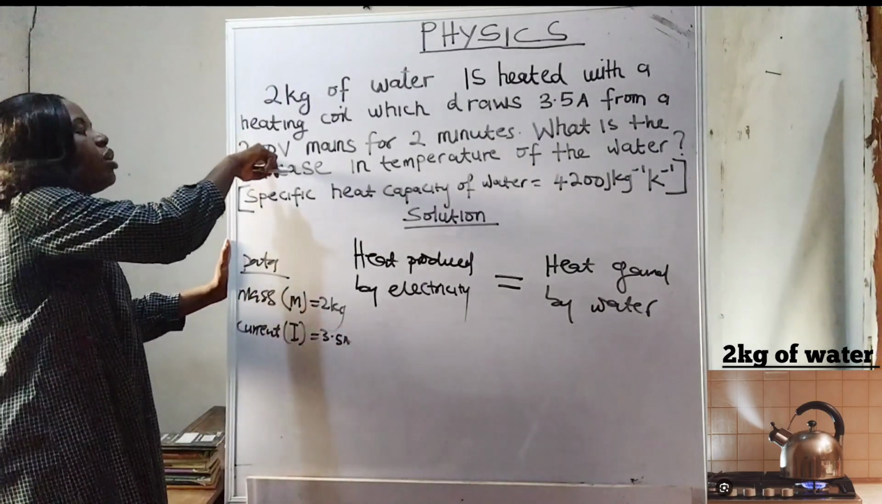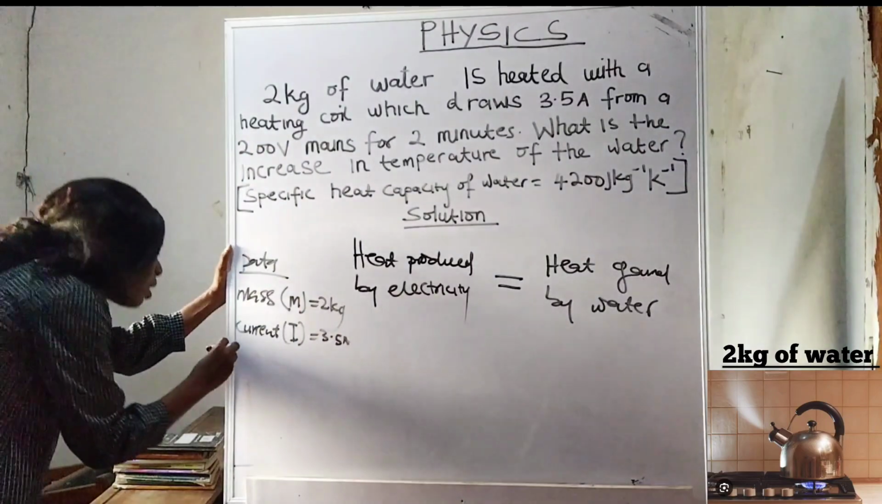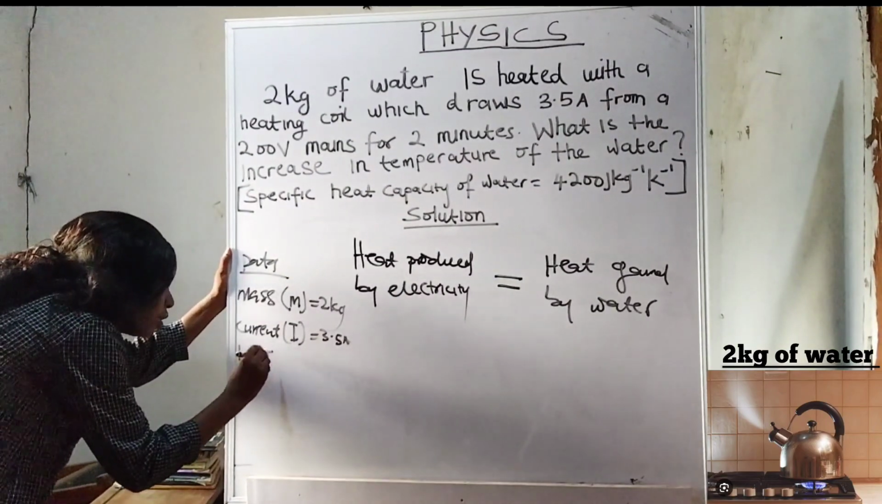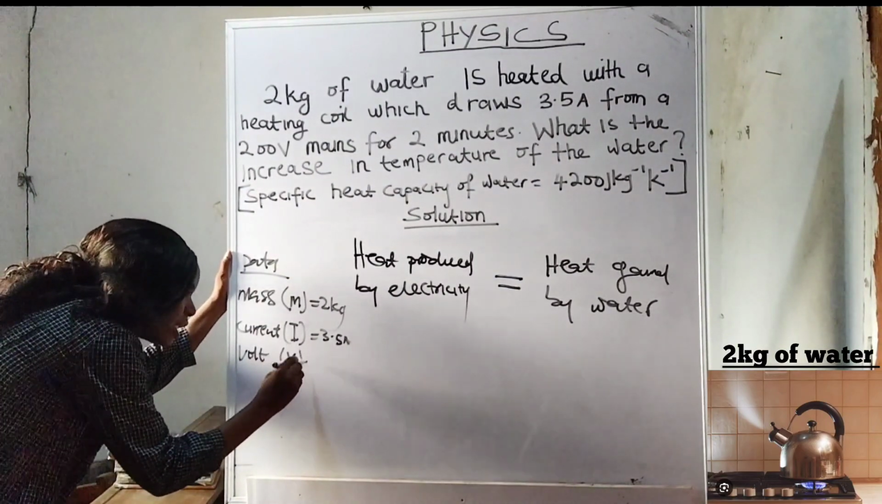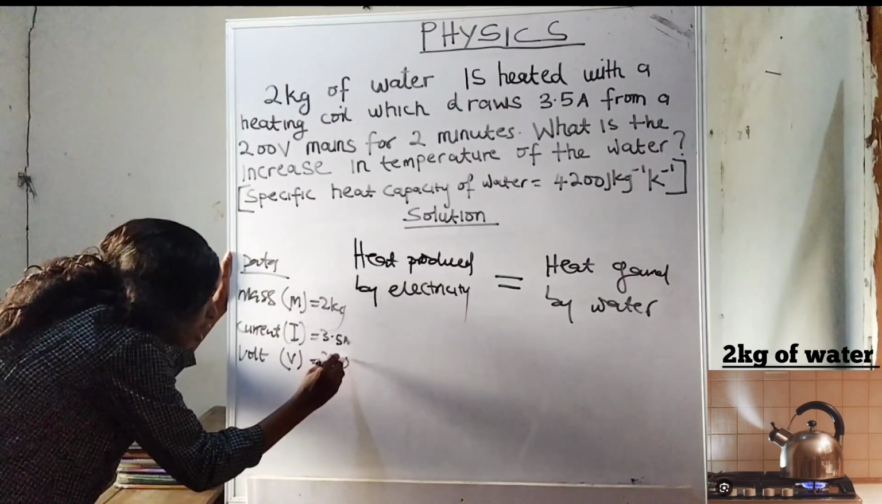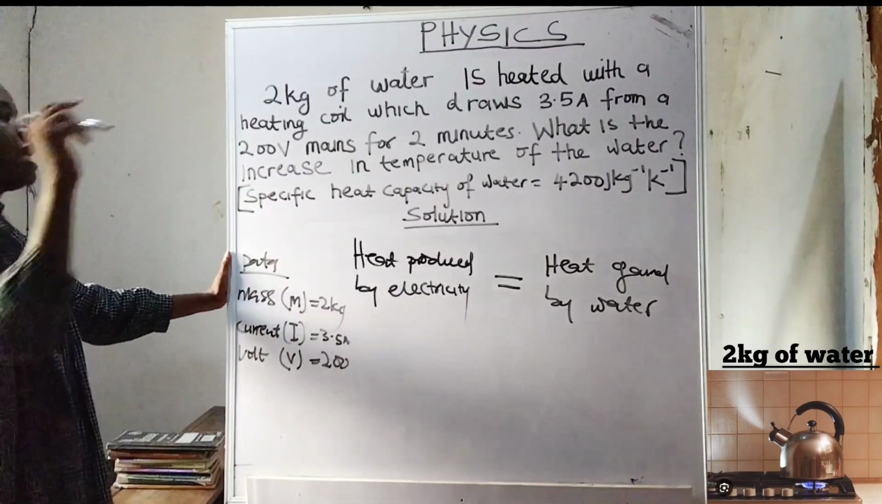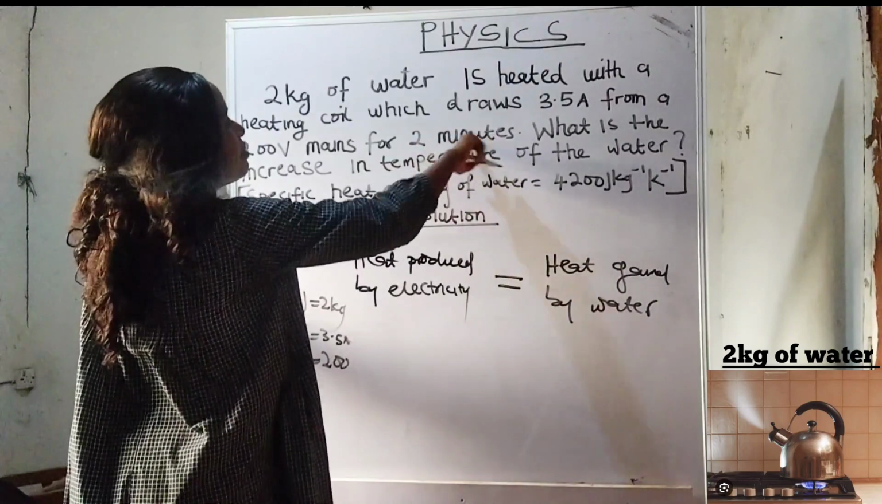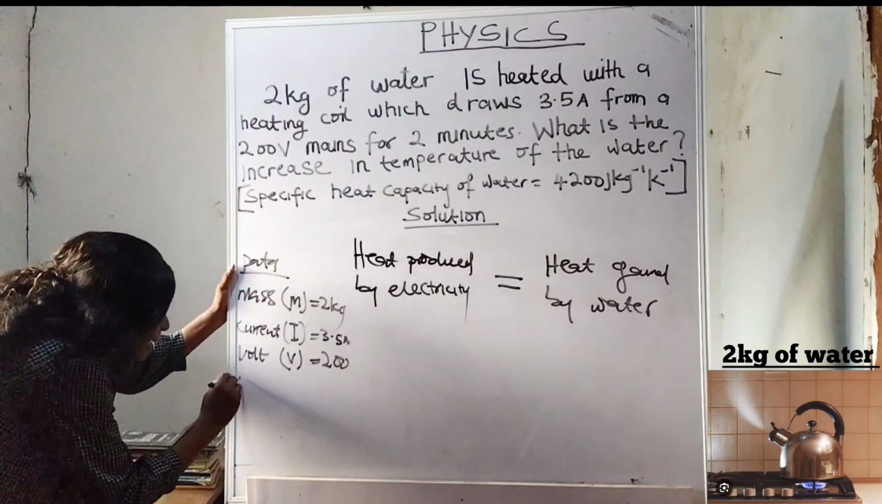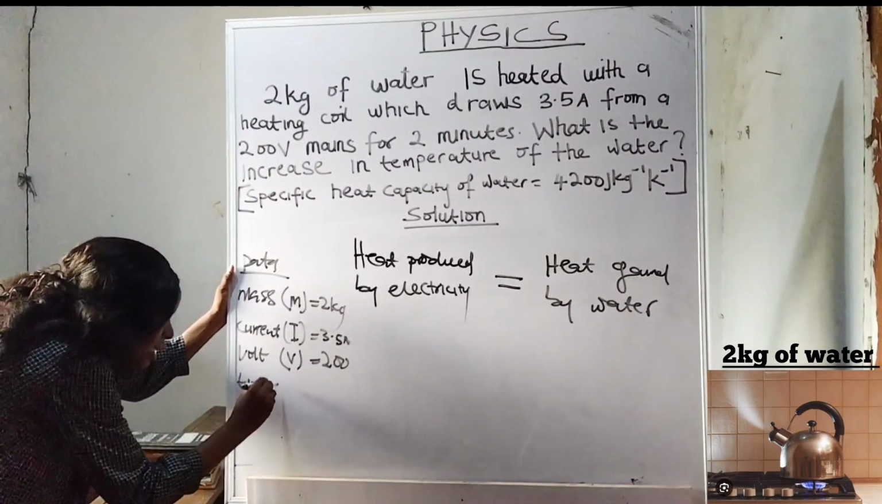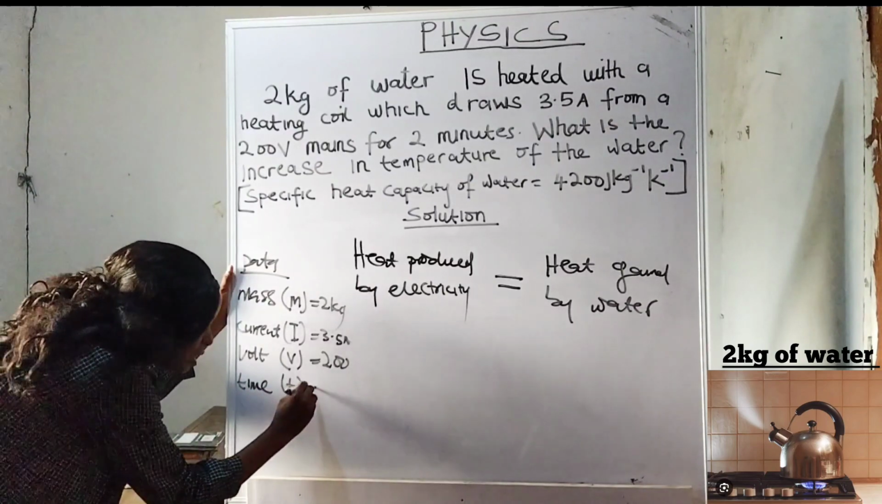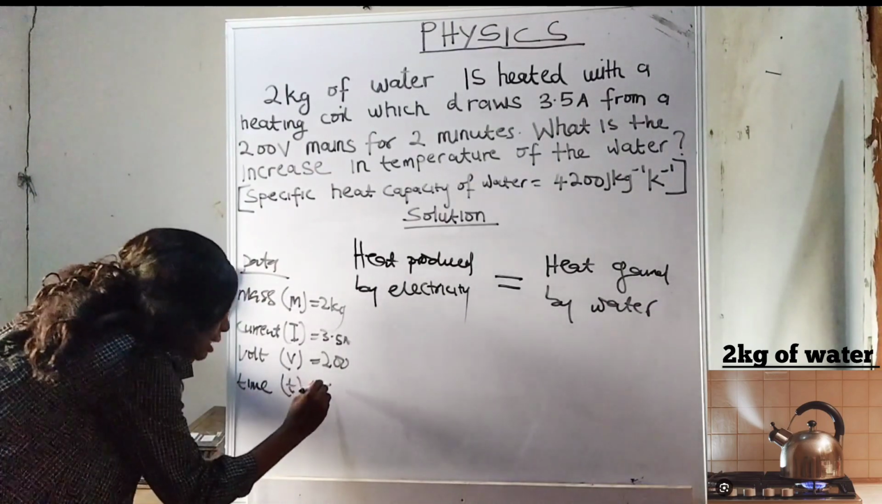I see 200 voltage, so volts, given by V is equal to 200. Any other information? Yes, I see minutes, time, 2 minutes. So I write time, denoted by t, is equal to 2 minutes.